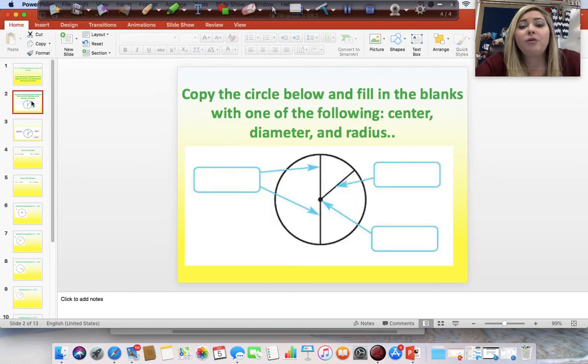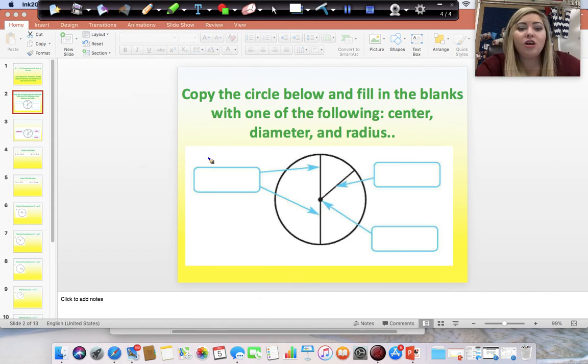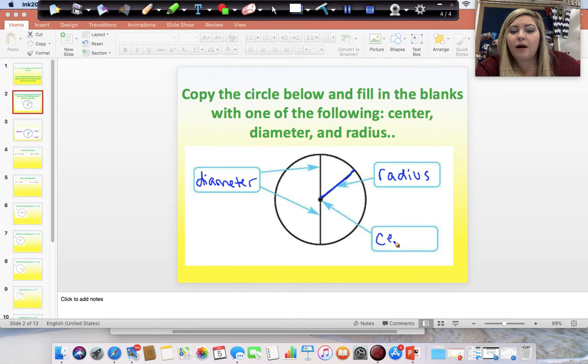Okay, so copy the circle below and fill in the blanks with one of the following: center, diameter, and radius. You can pause this video to write those in. Center, diameter, and radius. So we've got this line, which this is pointing to. That is going to be our diameter. Our radius goes halfway to the middle. And then our middle is called our center.